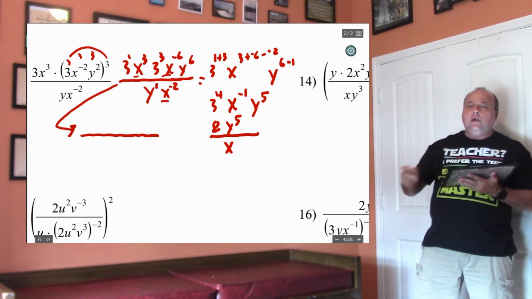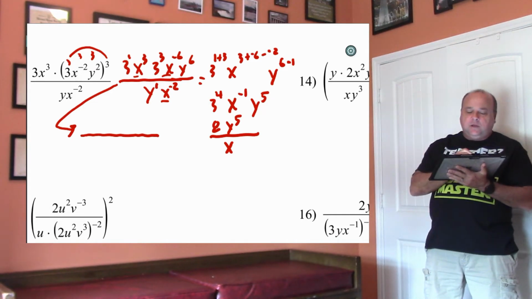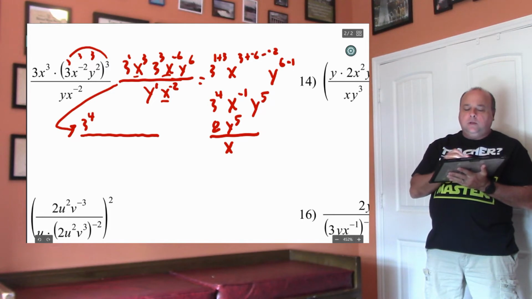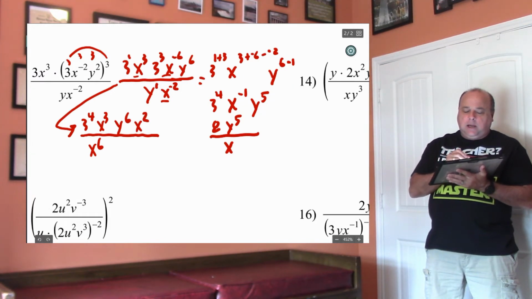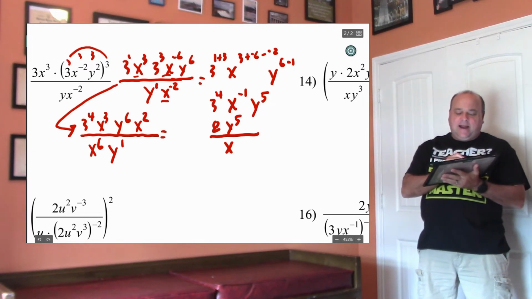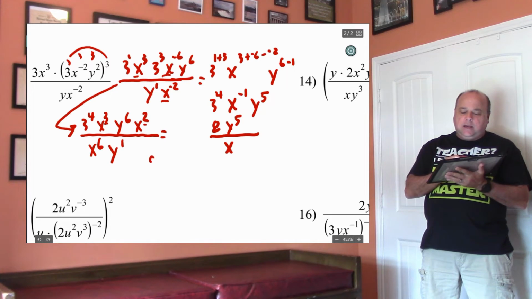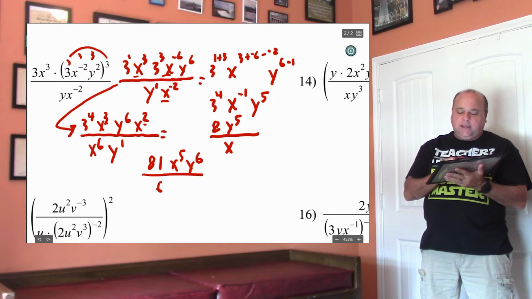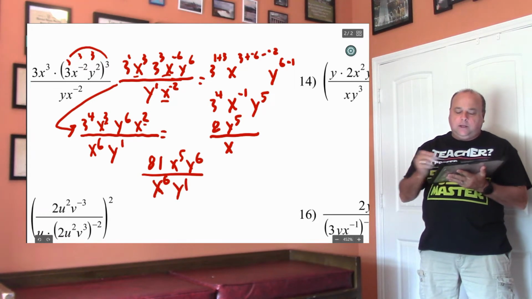Draw a fraction bar. We're going to change all the exponents to positive. So I'm going to get, let's just do 1 plus 3 right here. I'm going to get 3 to the 4th, and then x to the 3 stays on top. The x to the 6 will go on the bottom. The y to the 6 will stay on the top. The x to the negative 2 will go to the top. And the y to the 1 will stay on the bottom. Notice right here, if I add up my x's, I'm going to get 81 x to the 5, y to the 6 over x to the 6, y to the 1.